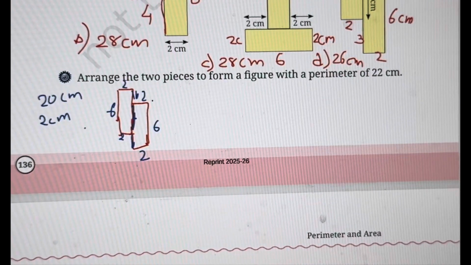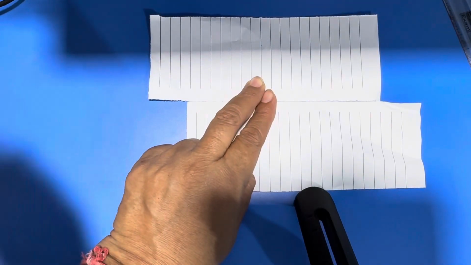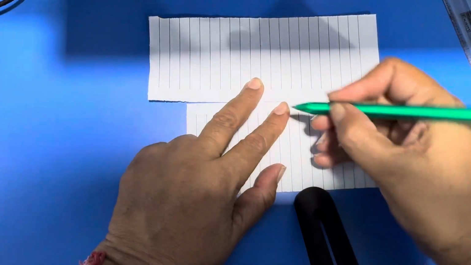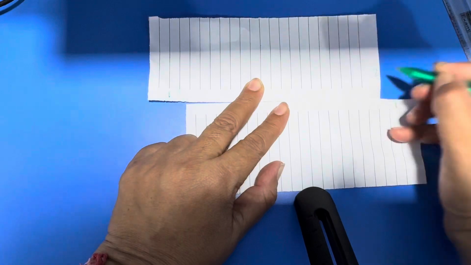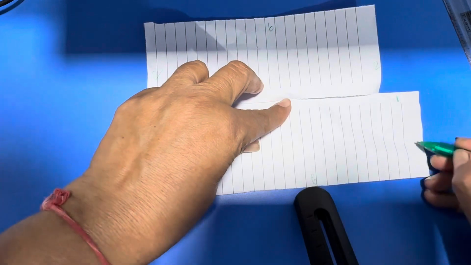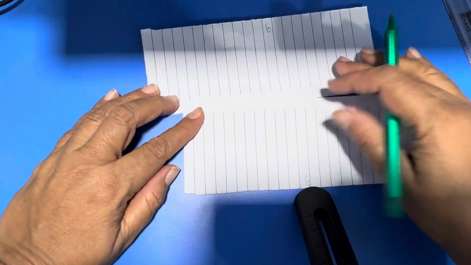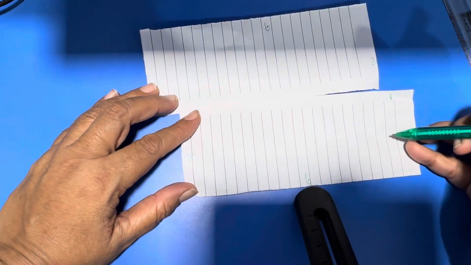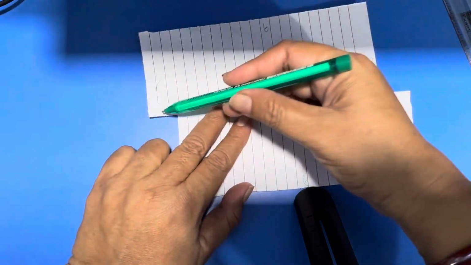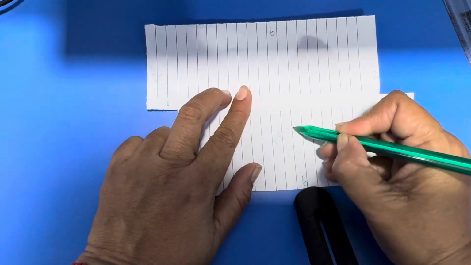I'll show you that with my sheet of paper as well. So this way the sheets need to be arranged so that we leave 1 centimeter here. This is 1. This is also 1. This is 2. This is 6. This is 2. This is 6, 2 and 2 here, right? So 6 plus 2, 8 plus 2, 10. Similarly 10 here, 20. And this 1 and this 1. So total will be 22. The perimeter will be 22 in this case.